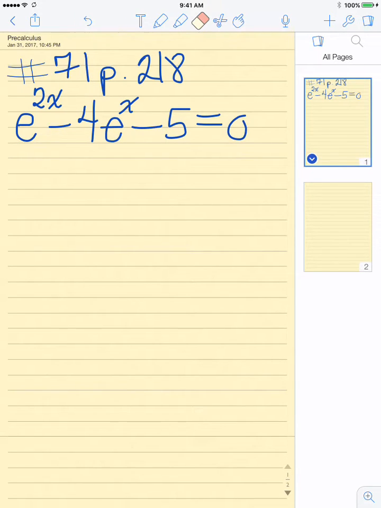So this is what we call a quadratic in disguise. It is a quadratic. You factor it the way you would any other quadratic, but it's in disguise because it's not the traditional x squared minus 4x minus 5, for instance. So here, our x squared is our e to the 2x.